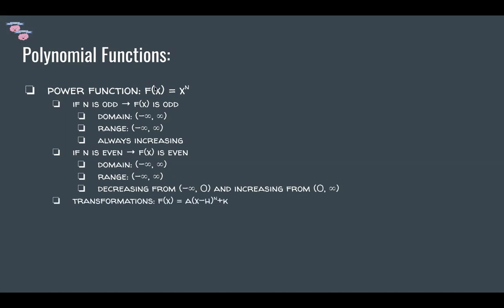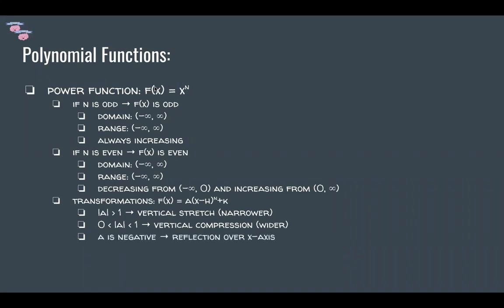Some transformations basically turn the power function into a polynomial function. So it's sort of like the same thing as the quadratic, except it's to the power of n instead of to the power of 2. Now we'll be talking about a. A is basically the vertical stretch or shrink. If it's greater than 1, the absolute value of it, it's a vertical stretch. If it's between 0 and 1, it's a vertical compression. If it's negative, it's a reflection over the x-axis. And the vertex is obviously a translation, h, k.